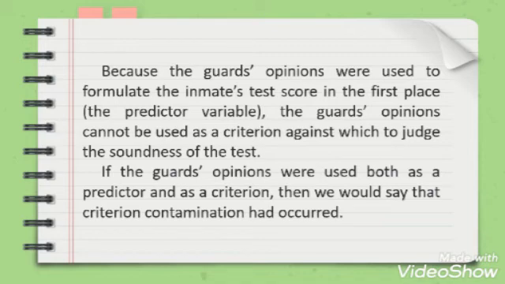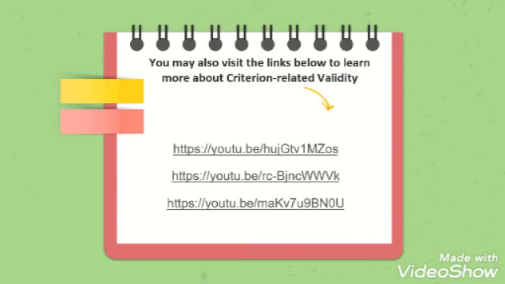Because the guards' opinions were used to formulate the inmates' test scores in the first place, the guards' opinions cannot be used as a criterion against which to judge the soundness of the test. If the guards' opinions were used both as a predictor and a criterion, then we would say that criterion contamination had occurred. You may also visit the links below to learn more about criterion-related validity.